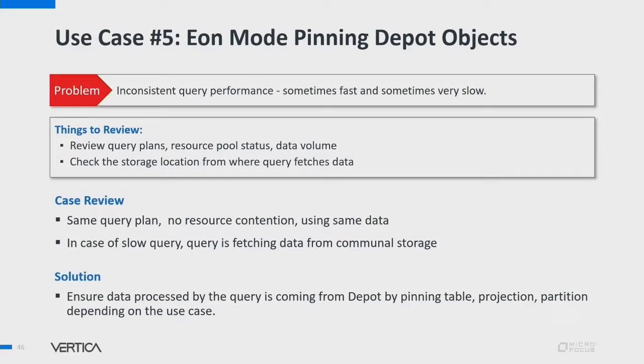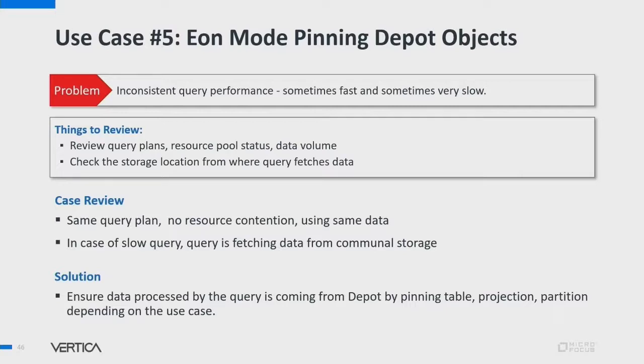Move on to the last use case, which is related to pinning table objects in Eon mode. The problem is query performance is not consistent, sometimes fast and sometimes very slow. In such case, check the query plan, the resource pool usage status, and the data volume when the query runs. This database is in Eon mode, so we need to check the storage location where the query fetches the data from.